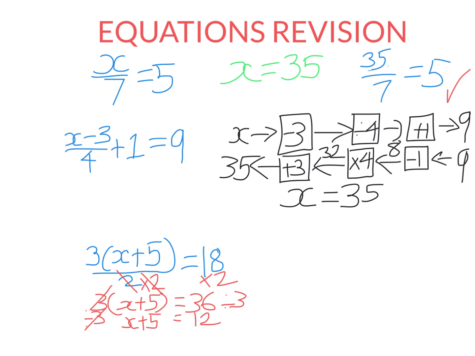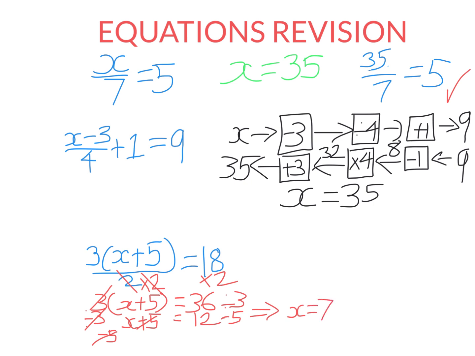The way I undo adding 5 is to subtract 5, because subtracting 5 and adding 5 undo each other. If I subtract 5 from the left-hand side, I must subtract 5 from the right-hand side. So I'm just left with x equals 12 minus 5, which is 7.